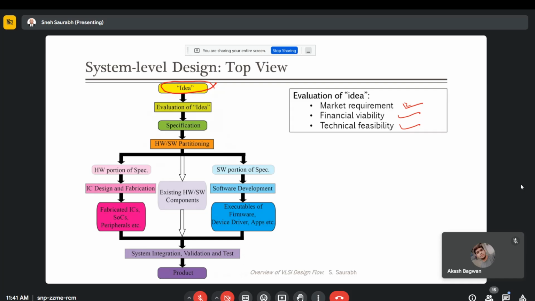That is the whole idea. And therefore, the first thing is that we should first evaluate whether an idea is feasible and will lead to profitability and so on. And we refine the idea based on these inputs, right?